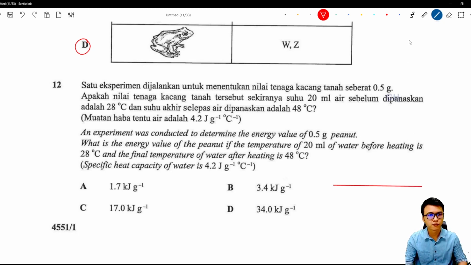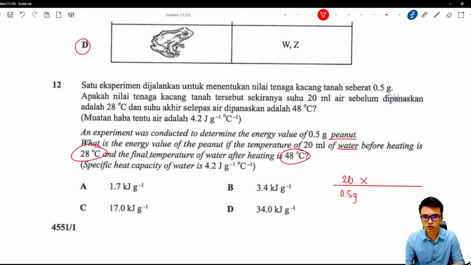Any number that is related to water, you put above the line. So this one is 0.5 gram, related to the food, the peanut, so we put below the line. And then we will have 20 ml of water, related to water, we put above the line, times the temperature. We want to find out the differences between the initial temperature and the final temperature. So 48 minus 28 here, times the specific heat capacity of the water, which is 4.2. Related to the water, we put above the line.